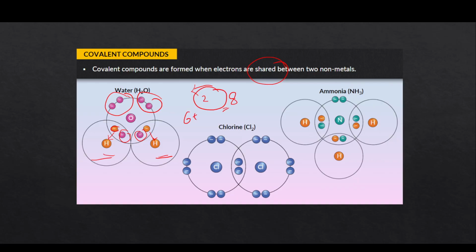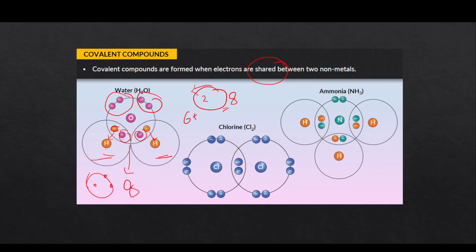Now two hydrogens, both of them have one electron, so they can share, and that's how oxygen will get 8 electrons. This hydrogen has one. In the first shell, a maximum of two electrons can be there.